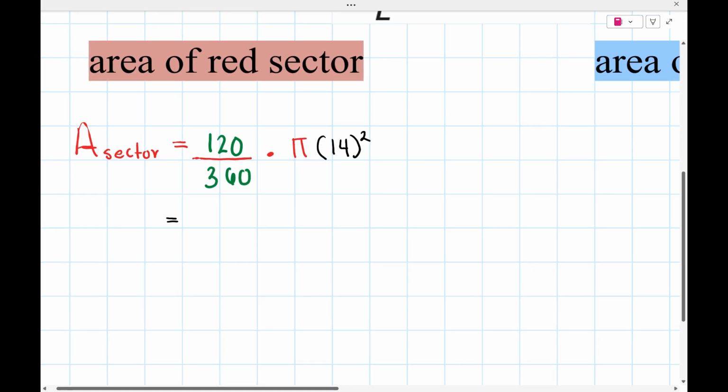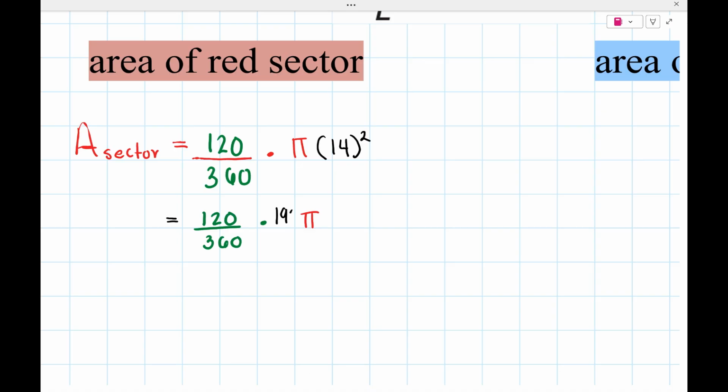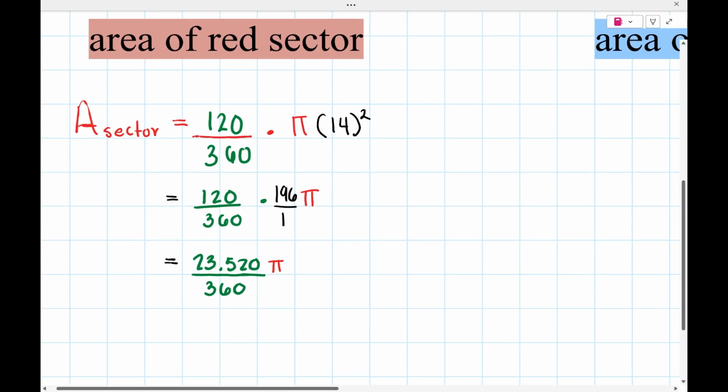The rest is just simple calculations. I usually leave my fraction alone. Then I take care of my squaring, which is 14 times 14. That gives us 196. Then I'll put it over 1 since we're multiplying a fraction by that whole number. Fractions, we multiply straight across. So I'm going to multiply 120 times 196, and that would give us that much, all over 360. If the problem was asking for the exact answer, that would be it. The only thing you would have to do is reduce that fraction.